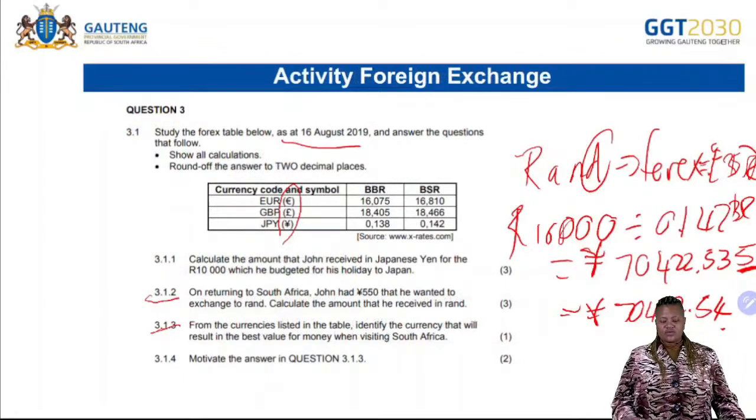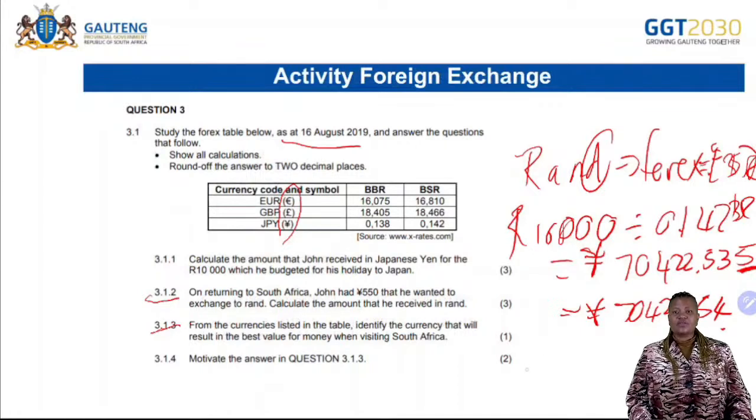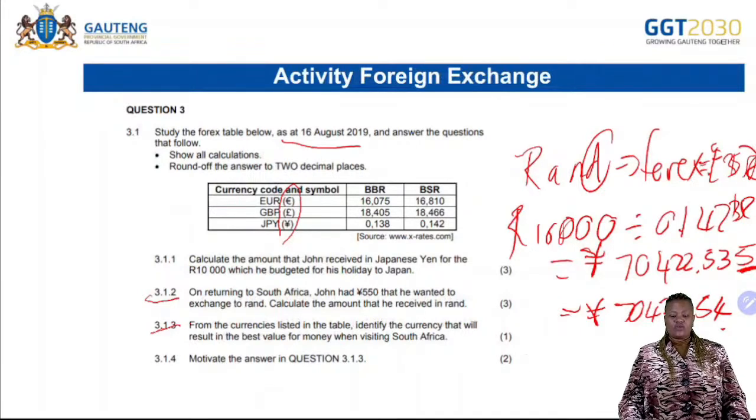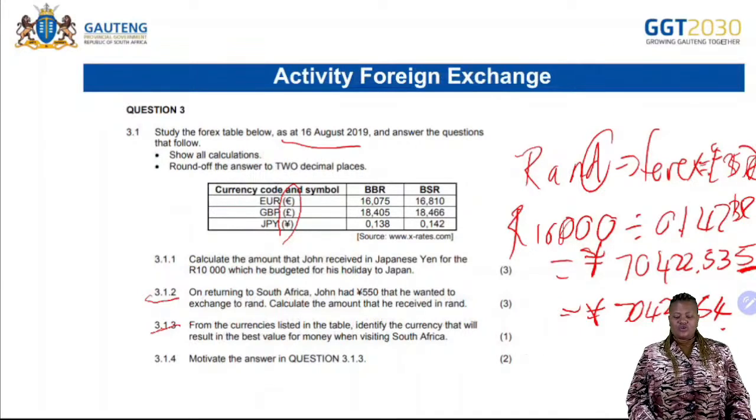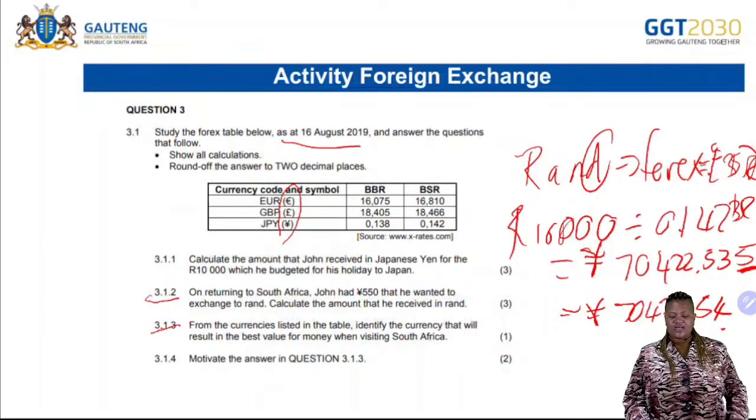Yeah? So I'm just going to take us back to 3.1.2 because I can see that the examples that I did, most of them are focusing on the bank selling rates. But if we look at 3.1.2, they say on return to South Africa, John had 550 Japanese yen that he wanted to exchange to Rand. Calculate the amount that he received in Rand. So you need to understand, is it a Forex to Rand question or a Rand to Forex question? In this case, we know that John has 550 yen, so it's a Forex to Rand question.